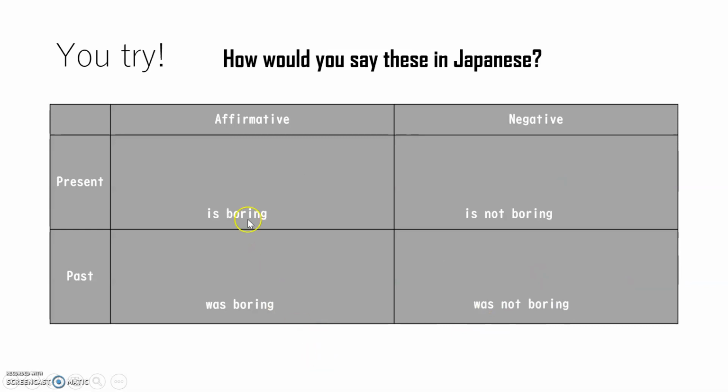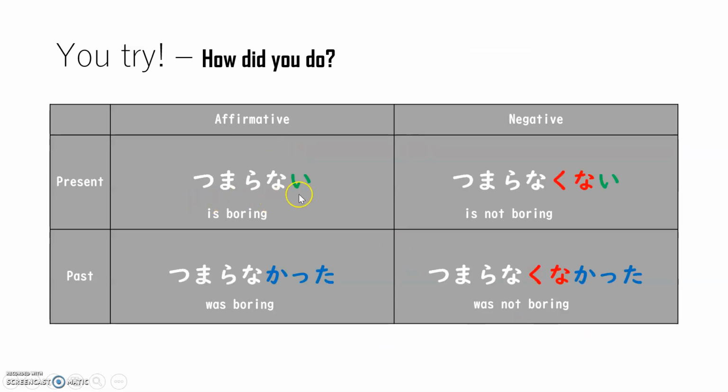So now it's your turn to try. Pause the video and try to figure out how you would say these in Japanese. Let's use the word for boring. How would you say is boring, is not boring, was boring, was not boring? Did you give it a try? Here are the answers. つまらない、つまらなくない、つまらなかった、つまらなくなかった. How'd it go? If you missed anything, you might want to check back and review some of the video to figure out where you went wrong. Also, you can send me a question.